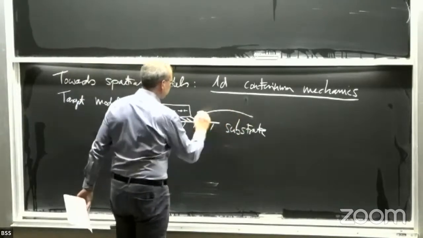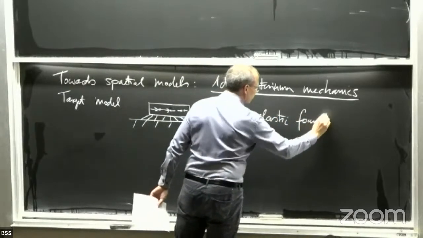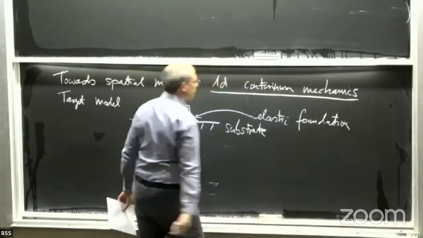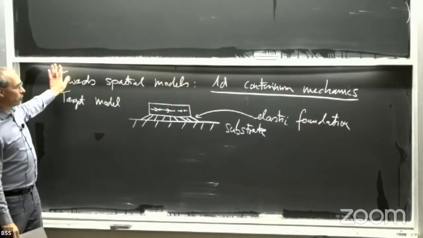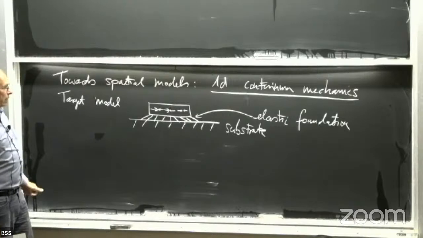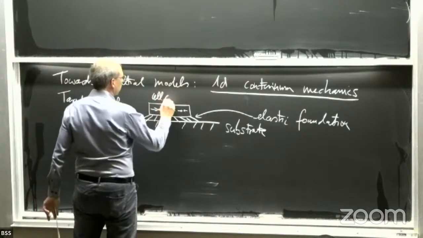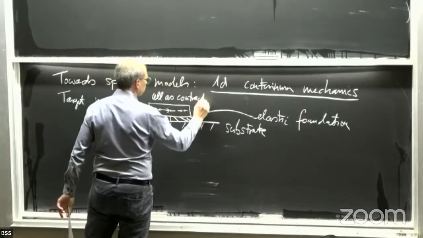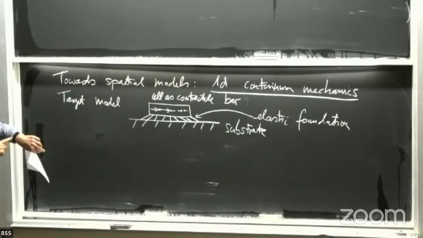So this is what's called an elastic foundation. And the elastic foundation is sort of a shortcut if you want to put some elasticity in it, but you don't want to solve the whole equations for an elastic substrate. And then this here would be the cell as contractile bar. Okay, and the plan is that I manage to go through this model. It will take half an hour, and then I still have some slides. So we'll see how this works out.